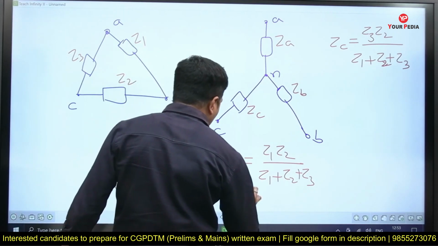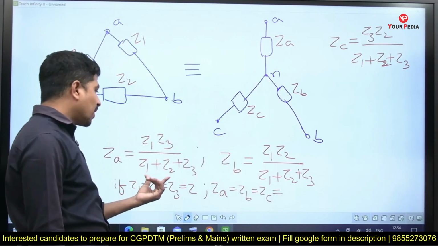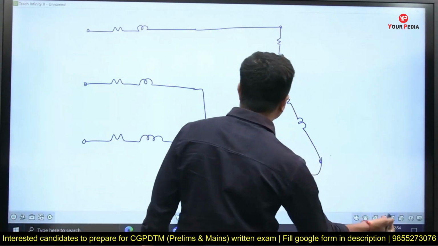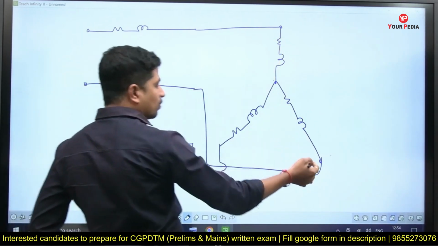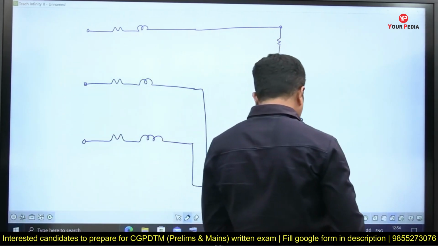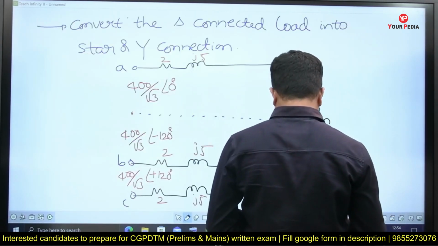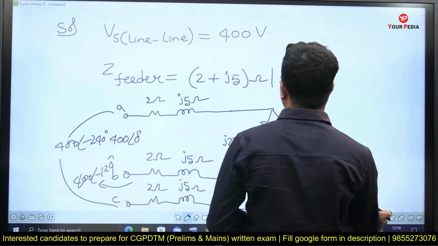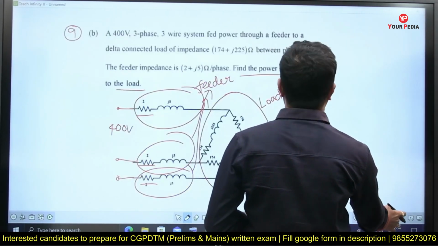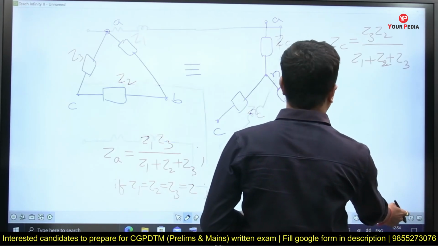Therefore, ZA is equal to ZB is equal to ZC, equal to Z square by 3Z, so it will be Z by 3. Z by 3 means the impedance divided by 3. By using the calculator I have to calculate this. Observe carefully: 174 plus J225, divided by 3.